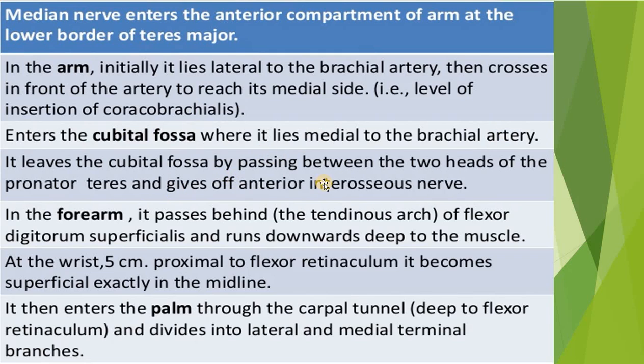It leaves the cubital fossa by passing between the two heads of the pronator teres and gives off the anterior interosseous branch, or you can call it the anterior interosseous nerve. In the forearm, it passes behind the tendinous arch of the flexor digitorum superficialis, and then runs downwards deep to the muscle. At the wrist level, proximal to the flexor retinaculum, 5 centimeters.